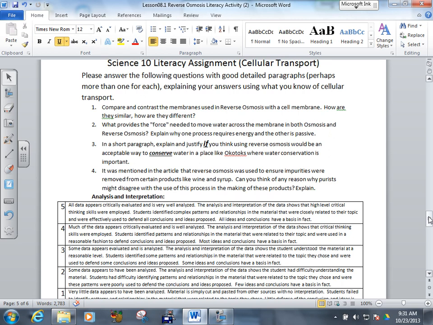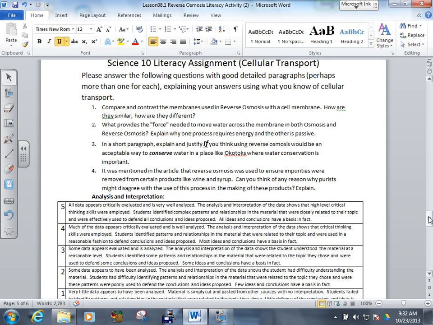And then number 4, it was mentioned in the article that reverse osmosis was used to ensure impurities were removed from certain products like wine and syrup. Can you think of any reason why purists, people who would say that cleaning something artificially might not be the way to do it, might disagree with the use of that process in making these products? Like when wine is usually made, you put it in a barrel and you let it ferment and then you drink it. A purist might say they wouldn't want it filtered. Why wouldn't they want it filtered? Same with syrup. A purist wants it the way it would be naturally made. Explain.